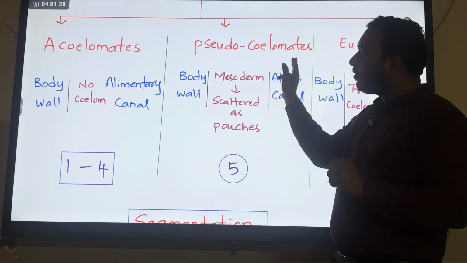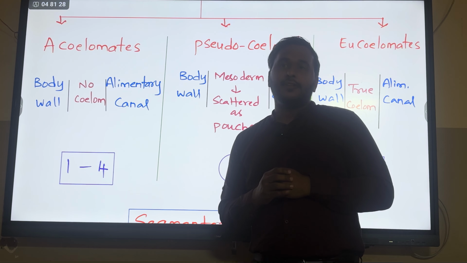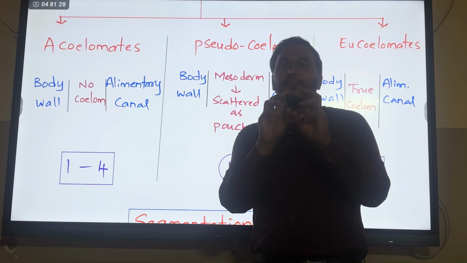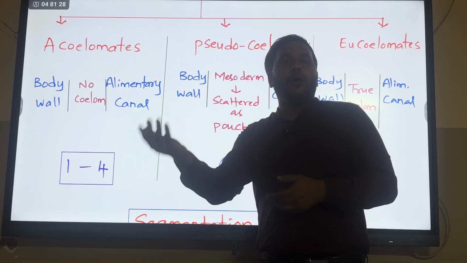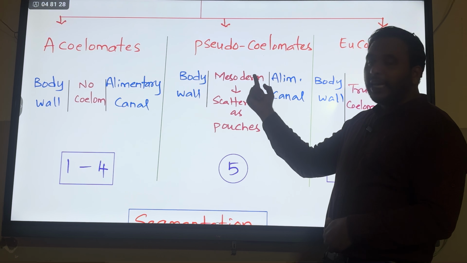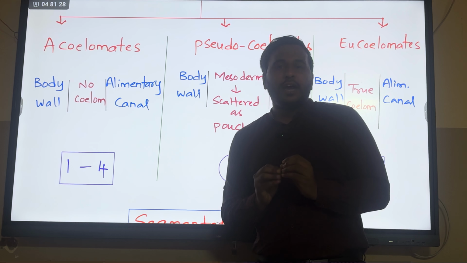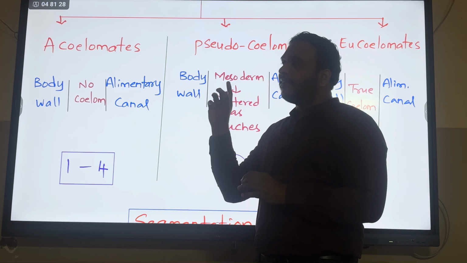Next one, pseudocoelomate. Pseudo means false. Why do we call this false? Because the mesoderm will be scattered as pouches between the body wall and alimentary canal. So outer body wall, inner alimentary canal, in between the mesoderm scattered as pouches. In only one phylum you can see this condition, that is phylum Aschelminthes, the pseudocoelomate condition.